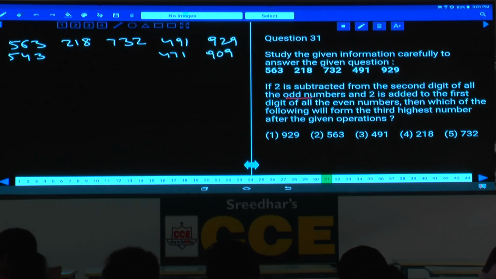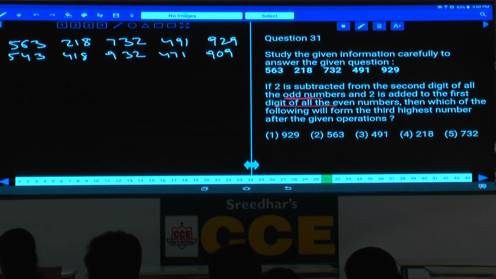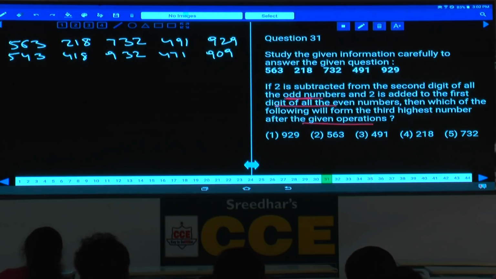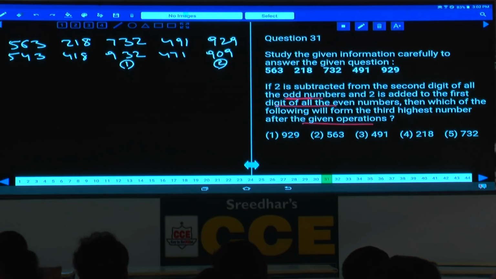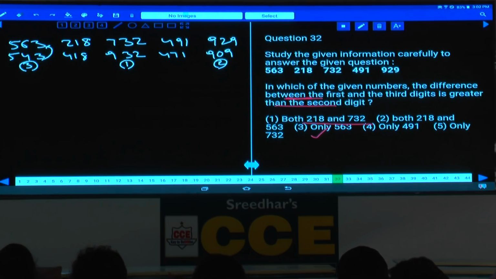2 is subtracted from the second digit of all the odd numbers and 2 is added to the first digit of all the even numbers. Even numbers, 2 is added to the first digit, this will be 418, and this will be 932. Then which of the following will form the third highest number after the given operation? Third highest means what is the first highest here? 932 is the first one, 909 is the second, and after this one, 543, that is 3. Now this 543 we are getting from where? 563, given in choice 2. So this is choice 2, 30.